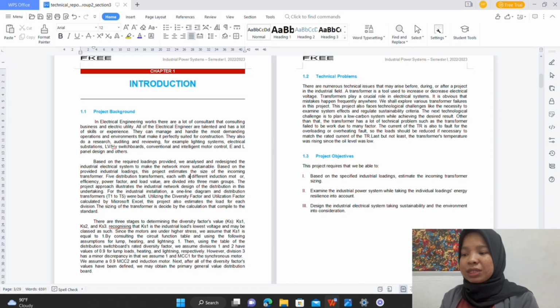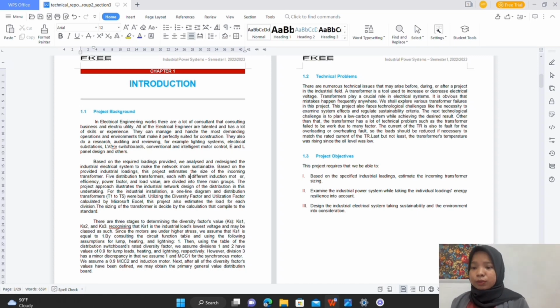For the industrial installation, a one-line diagram and distribution transformers T1 until T5 were built, and then utilizing the diversity factor and utilization factor calculated by Microsoft Excel. And this project also estimates the load for each division. The sizing of the transformer is decided by the calculation that complies with the standard.